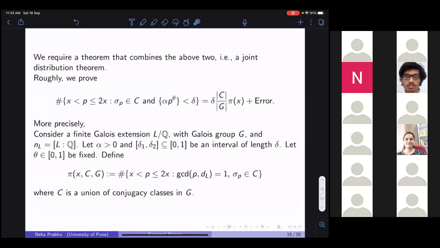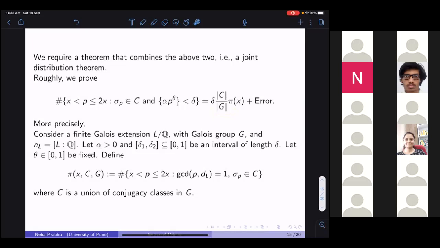Okay, so we have sigma p in C, and we have alpha p to the theta less than delta. And we want this to have the product. So individually, it was delta pi x, and C over G times pi x. And we prove that together they give delta C over G pi x plus an error, of course, under GRH.